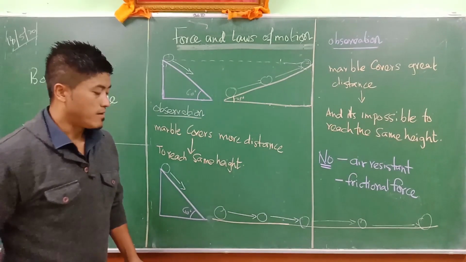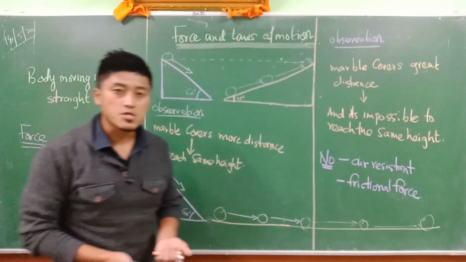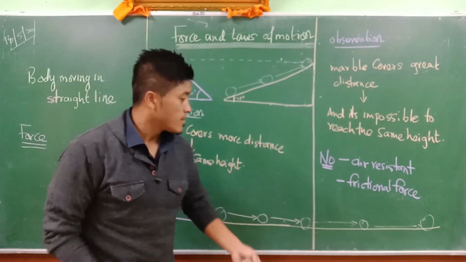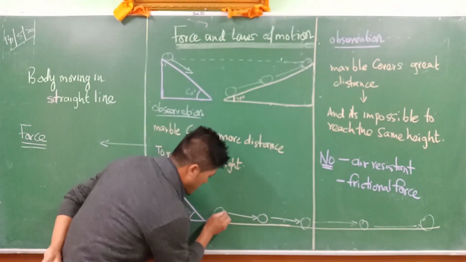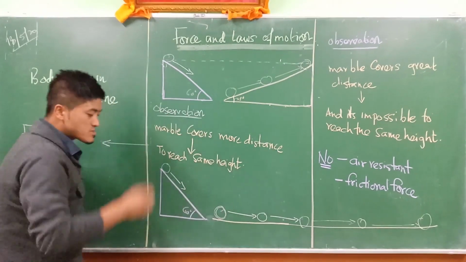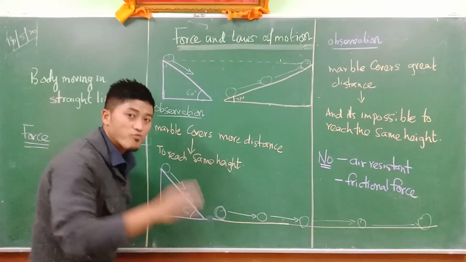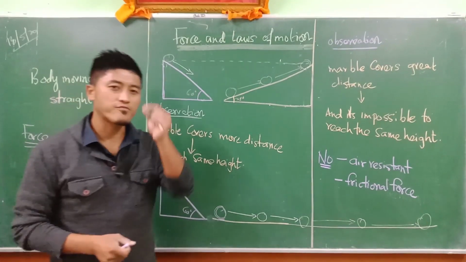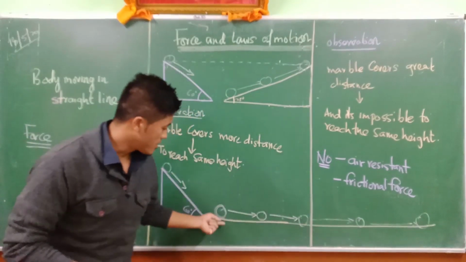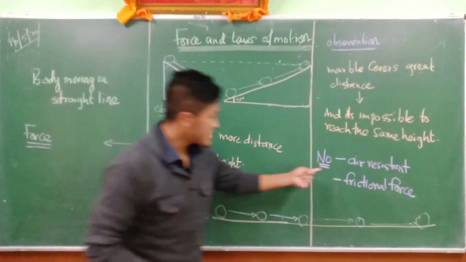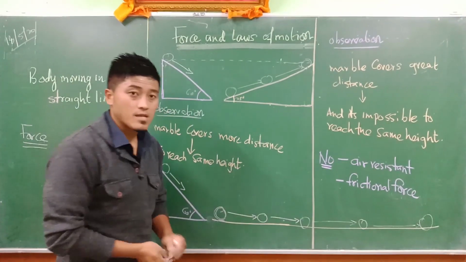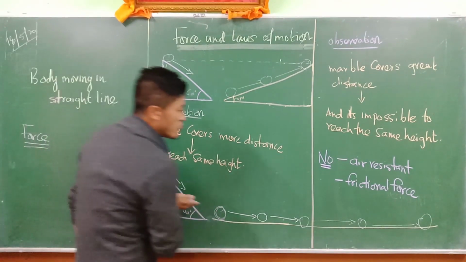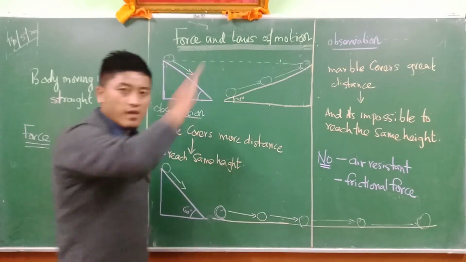Understand? What is the frictional force? Frictional force is a force which acts opposite to the direction of the motion. Suppose, imagine, that for this ball there is no friction. That means it's moving on something very smooth, where the friction is almost equal to 0. There is no friction, and secondly, there is no air resistance. Now what will happen to this marble? It will move on forever and ever.